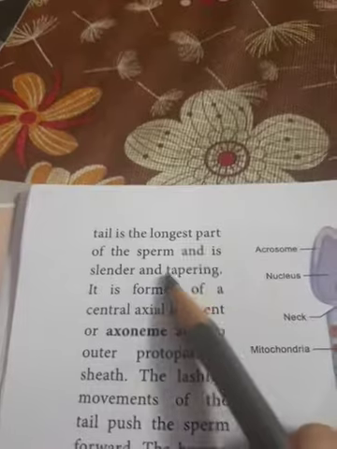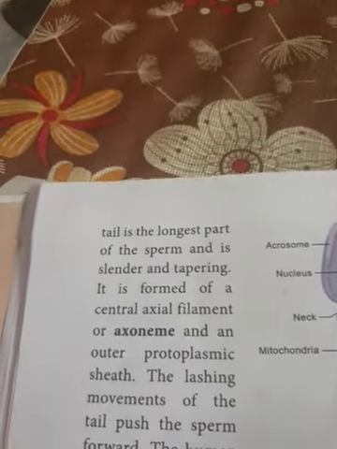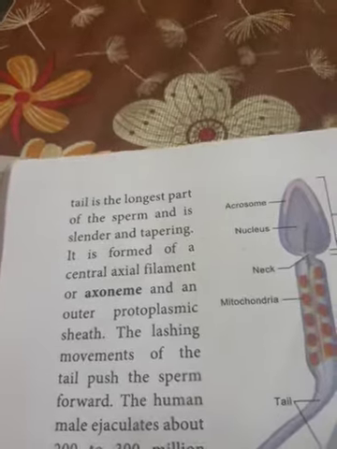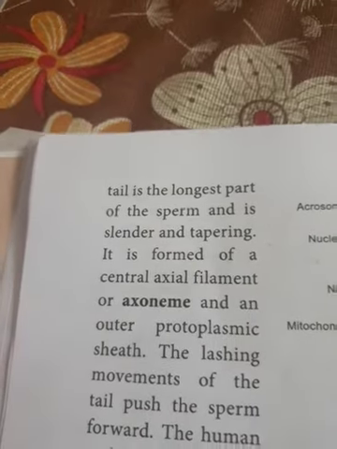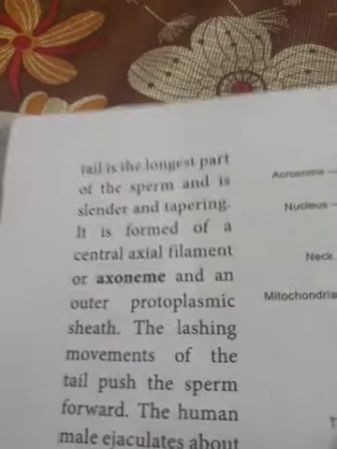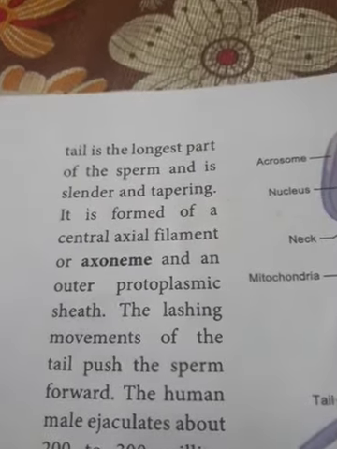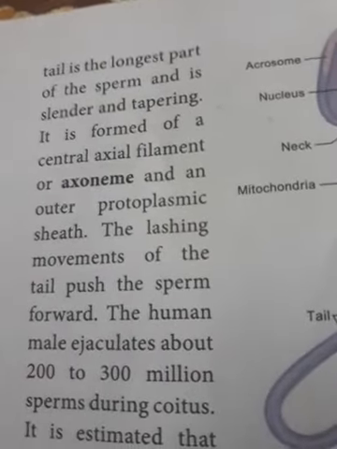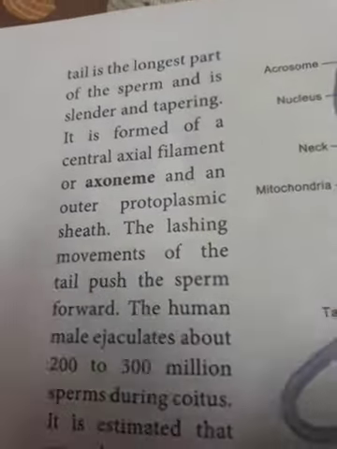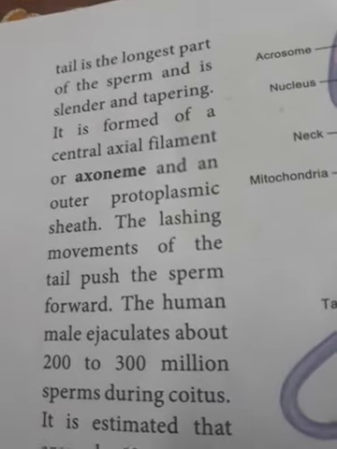The tail is considered the longest part of the sperm and is slender and tapering. It is formed of a central axial filament, a thread-like structure surrounded by an outer protoplasmic sheath. The axial filament extends as a thread-like structure called the axoneme in the tail region. The lashing movement of the tail, left and right alternately, pushes the sperm forward.